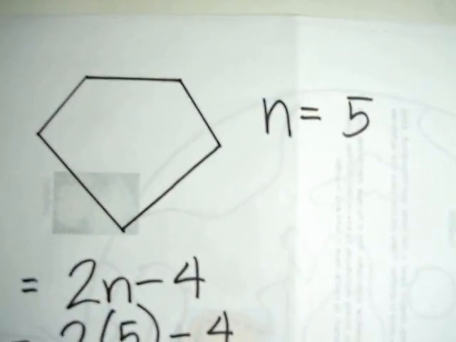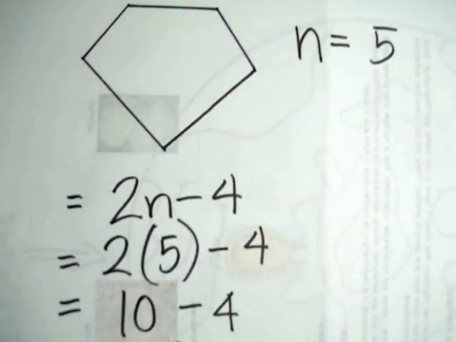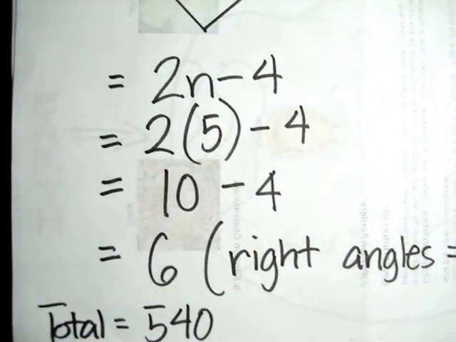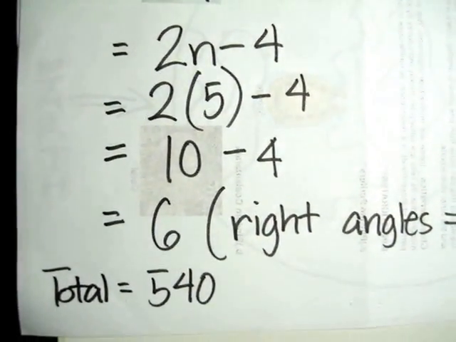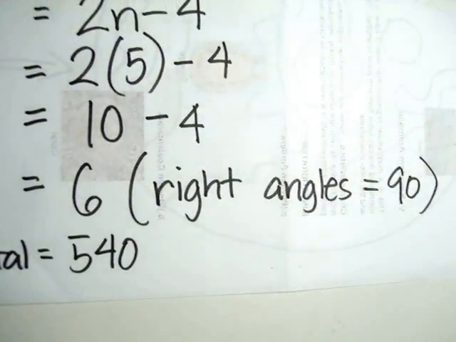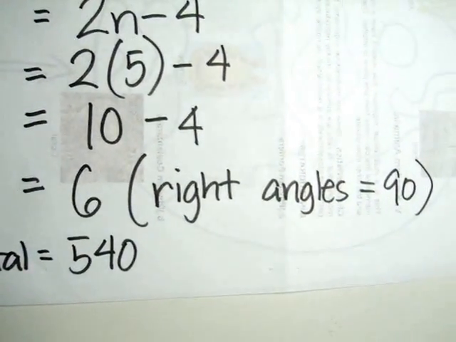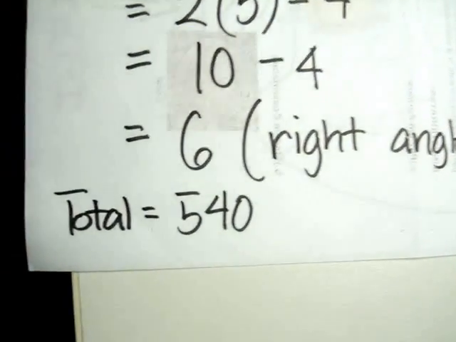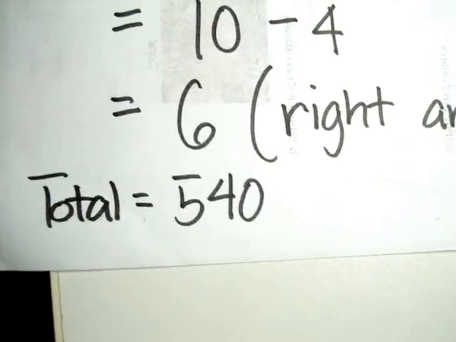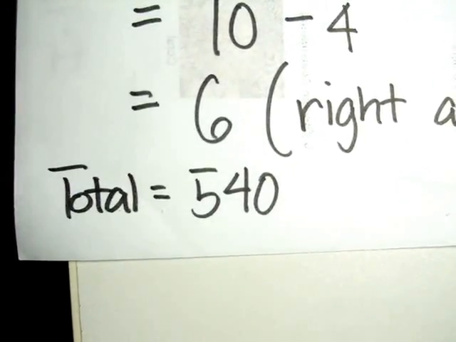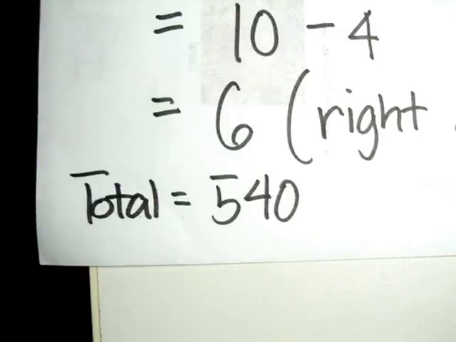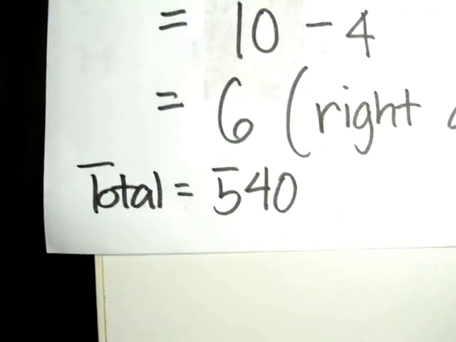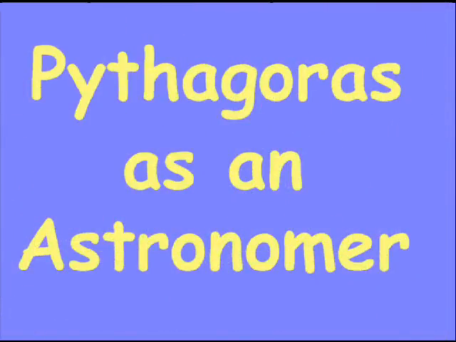This is the next example. You can see a pentagon, so n equals 5, and if you apply again the same thing, 2 times 5 equals 10, so 10 minus 4, and as Pythagoras said, the answer will be 6 right angles. So 1 right angle is 90, so the total is 540. This is the degree of angle inside a pentagon. So if you want to get the degree of each angle, you just divide it by 5, because a pentagon has 5 sides.